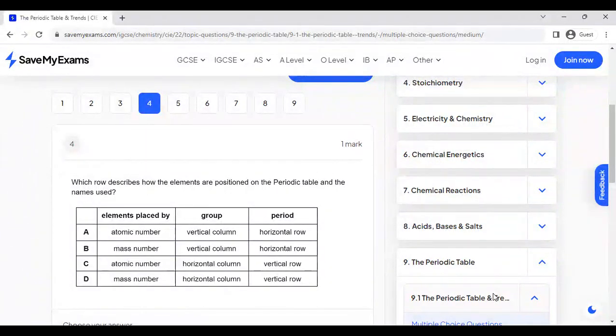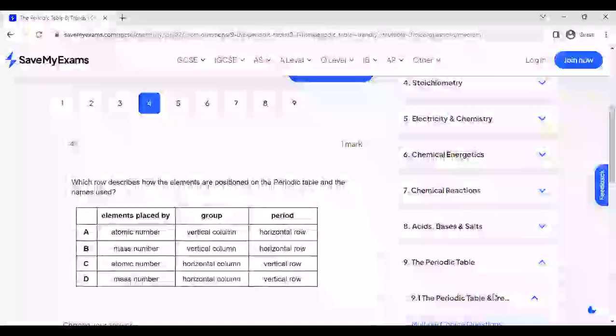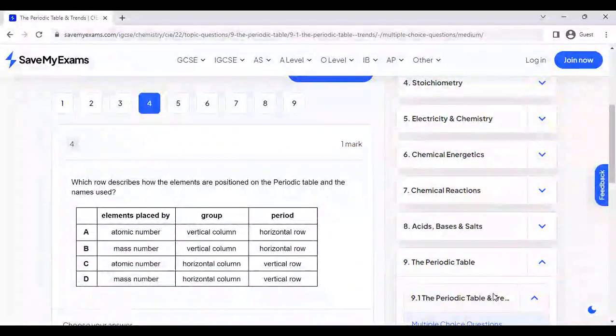Question number 4 says, which row describes how elements are positioned on the periodic table and the names used? Now, like we mentioned earlier, elements are placed in the periodic table by their atomic number. The group refers to the vertical column, while the period refers to the horizontal row. Hence, option A is correct.